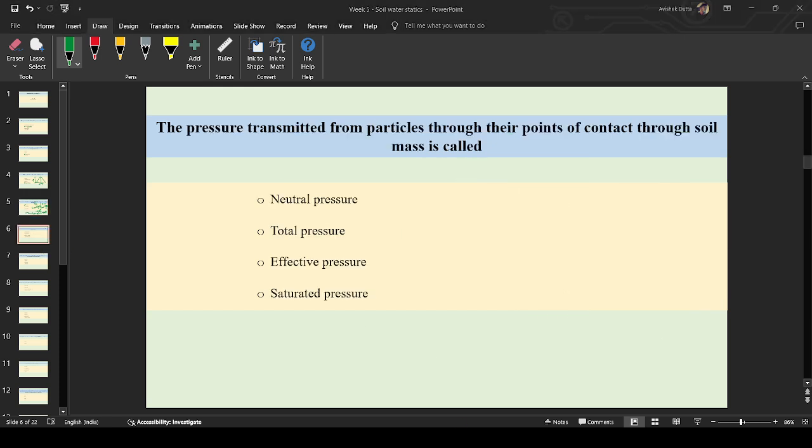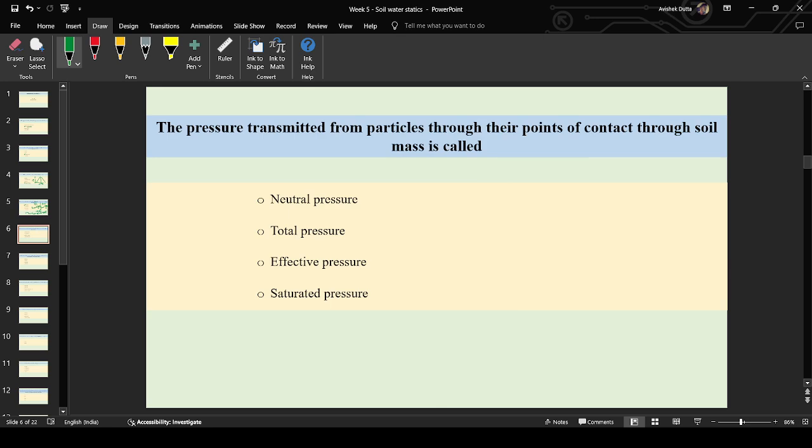Very simple question. Pressure transmitted from particles to their points of contact through soil mass is called what? Effective stress, effective pressure, because it is a grain to grain transfer. Neutral pressure is the pore pressure. Total pressure is effective pressure plus pore pressure. And there is no term as saturated pressure, only saturated unit weight, which can be multiplied with the depth to find the weight or the pressure of the soil mass. So the answer is effective pressure. Good. Next question.